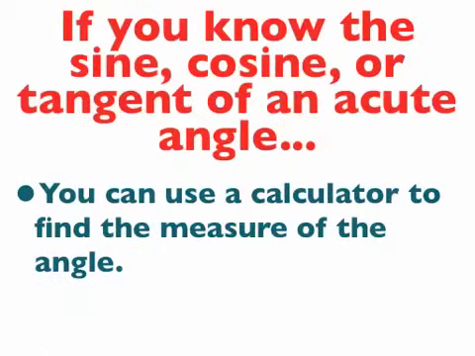If you know the sine, cosine, or tangent of an acute angle, you can use a calculator to find the measure of the angle. So far, we've been able to use our trig ratios to find the lengths of sides, but they can also be used to find the measure of missing angles.